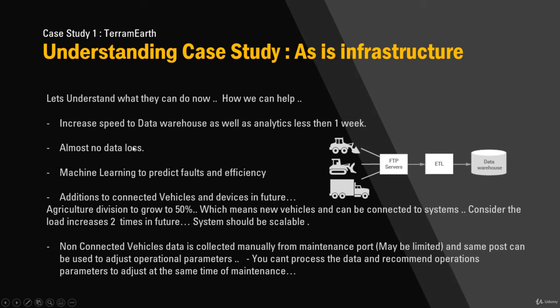That is our requirement. Almost no data loss, machine learning to predict the fault and efficiency, and additional connected vehicles and connected devices in future. Agriculture is to grow by 50%, which means new vehicles can be connected to the system, and although new vehicles will be connected devices in the majority of cases, consider the load increasing by 2 times in the future. The system should be scalable. Non-connected vehicles collect the data manually through the maintenance port, which may be limited, and some ports can be used to adjust operational parameters.